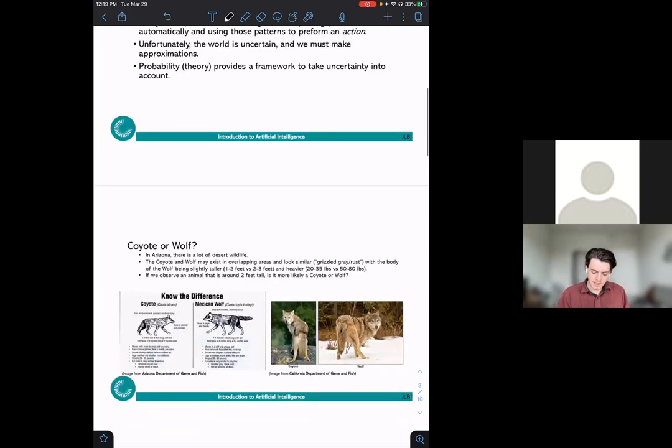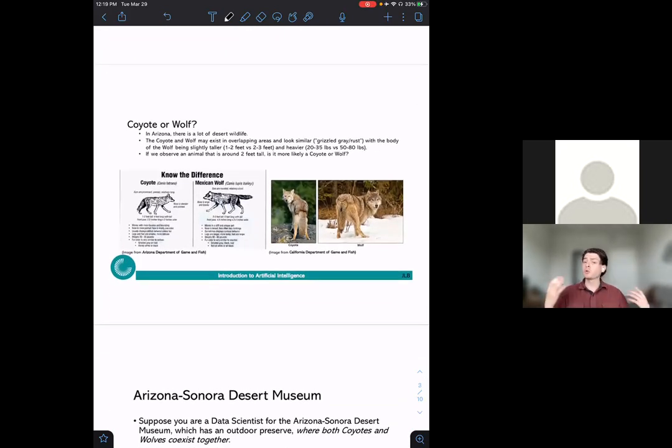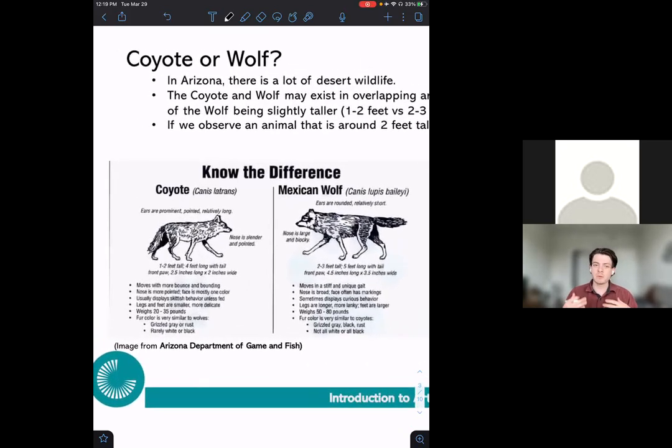What we'll be using today is an example or toy problem having to do with coyotes versus wolves. In Arizona, there are two species, coyotes and Mexican wolves, that actually look quite similar. The Arizona Department of Game and Fish put up this visual that demarcates the difference, but overall, the Mexican wolf, or wolves in general, are just a little bit bigger and taller. They have a different nose type, but they have very visually similar characteristics.